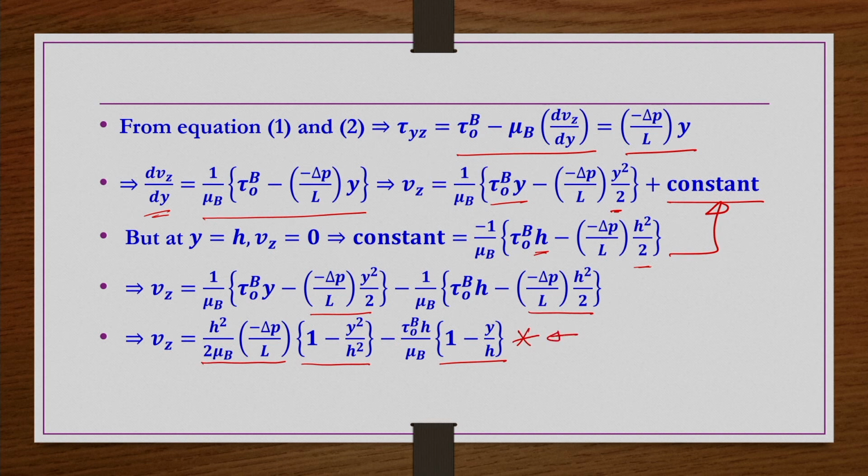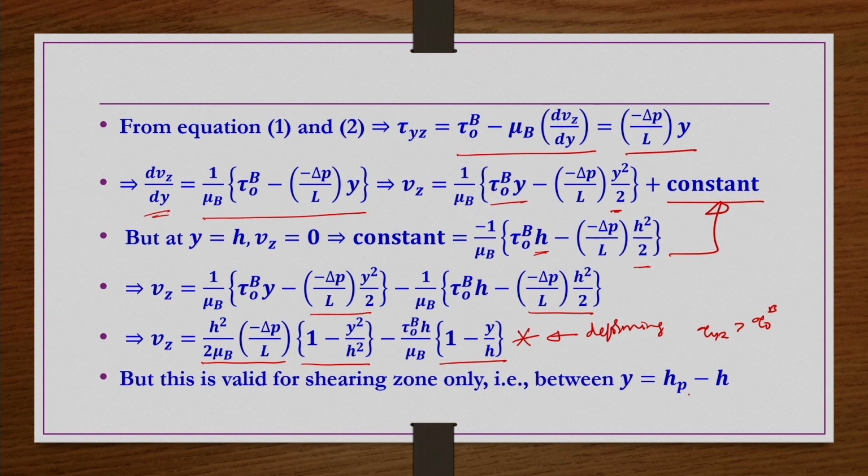This velocity profile is only for the deforming region, or the region where the applied shear stress is greater than the characteristic yield stress. So that deformation is taking place and the material is flowing like a viscous fluid. So between Hp to H only this equation is valid.